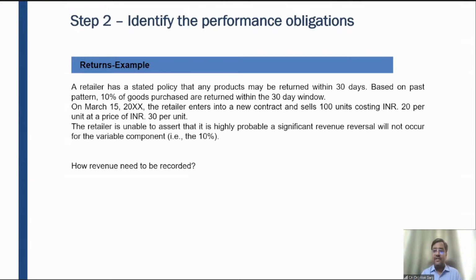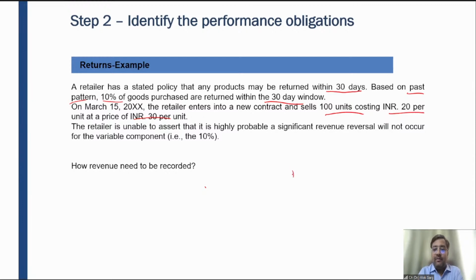Let's understand this concept with the help of this example. A retailer has a stated policy that any product may be returned within 30 days. Based on the past pattern or precedent, 10% of the goods purchased are returned within the 30 days window. So basically, whatever it sold, 10% will be returned within the 30 days window as per his past experience. On 15th March, the retailer enters into a new contract and sells 100 units costing INR 20 per unit at a price of 30 per unit, right?